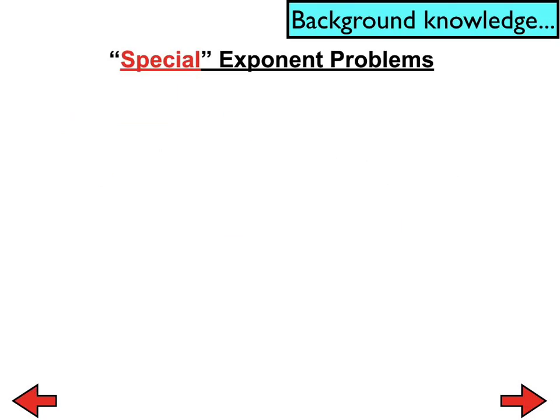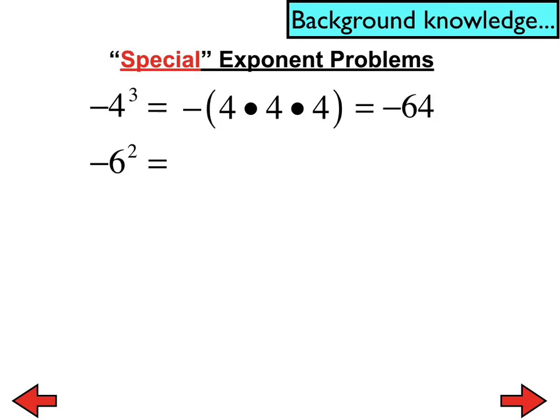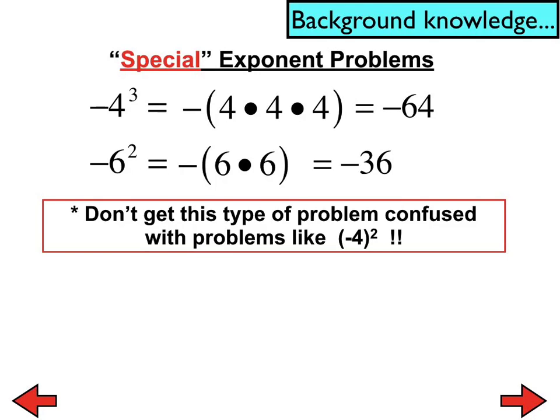Evaluate. Good. Yesterday we learned the special problems where there's no parentheses. So is this negative included? No. It's not included in the repeating process. So this is just negative and then 4 times 4 times 4, which is negative 64. How about this one? Is it included? No, so leave it outside and your final answer is negative. Don't get it confused with the ones that do have parentheses. If it has parentheses, then that negative is also repeating.